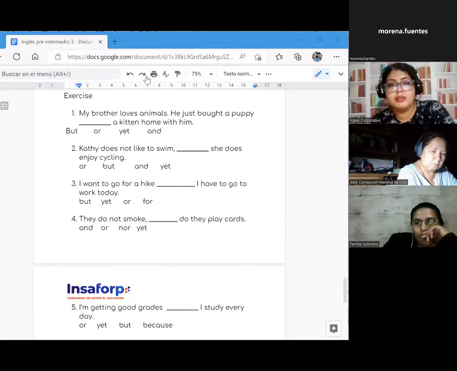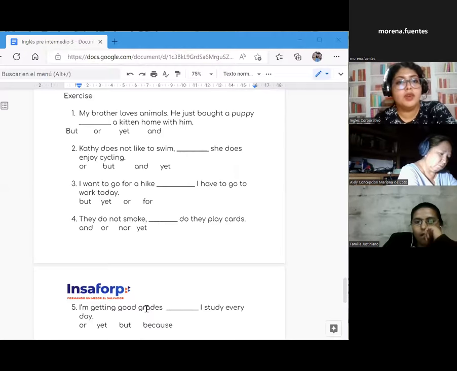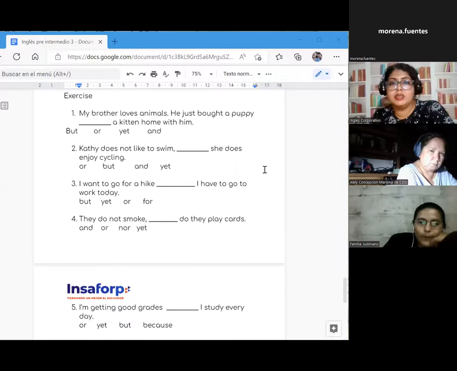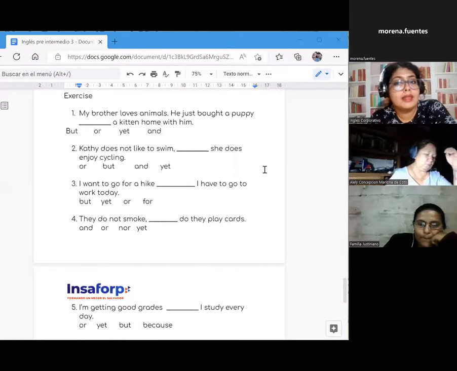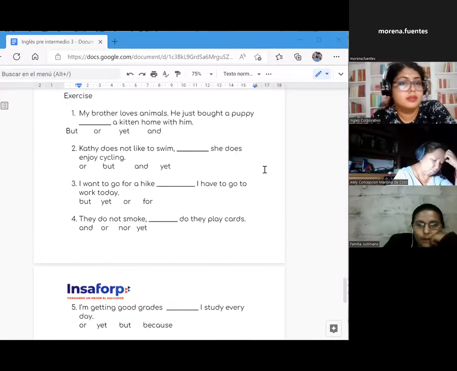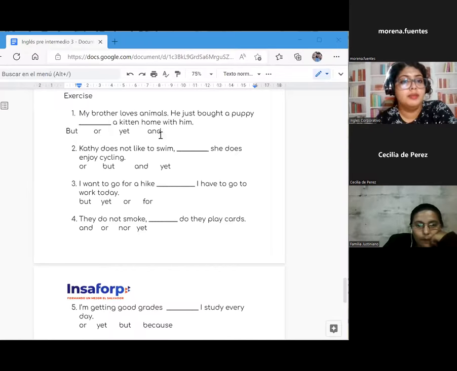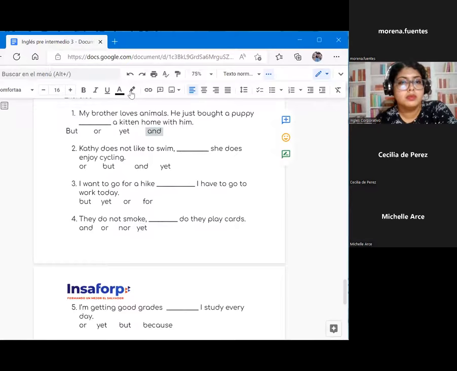Okay, I think it's time to see what the answers are. Let's see. For the first one: my brother loves animals. He just bought a puppy... and a kitten with him. Mi hermano ama los animales y él trajo, ¿verdad? Un cachorro y un gatito a la casa con él.